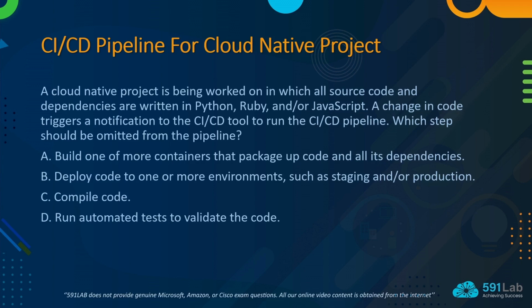Option A. Build one or more containers that package up code and all its dependencies. Option B. Deploy code to one or more environments such as staging and/or production. Option C. Compile code. Option D. Run automated tests to validate the code.